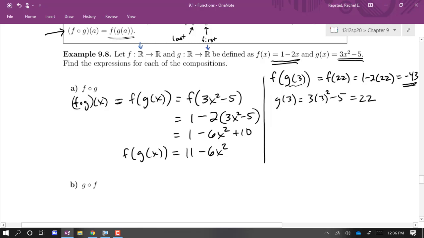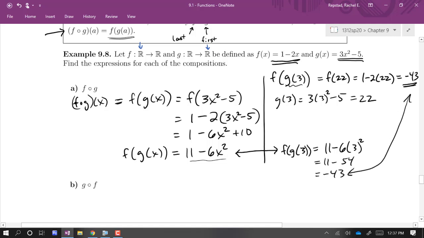So when we do a composition of functions, what we're saying is, apply the inner function first, and then plug that into your outer function and see what you get. When we figure out what the composition function is, just as a function of x, we're saying that's the same thing as just plugging in this input 3 into this expression, 11 minus 6x squared. Six times 9 is 54, and that is negative 43. So these match up.